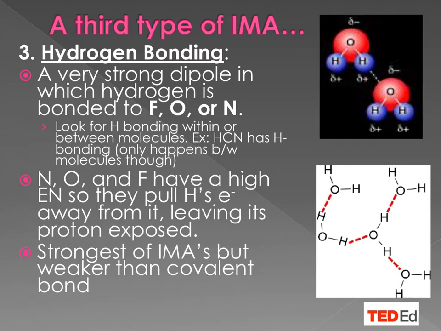So we have to look first if there's any hydrogen in your molecule, and then we have to look, is hydrogen bonded to any fluorine, oxygen, or nitrogen? So for example, if we look at HCN, hydrogen bonding happens, but it's only happening between the molecules, not within the molecule itself. So if we drew out that molecule, okay, we would have carbon as my central atom, would have a triple bond with the nitrogen and a single bond with the hydrogen.